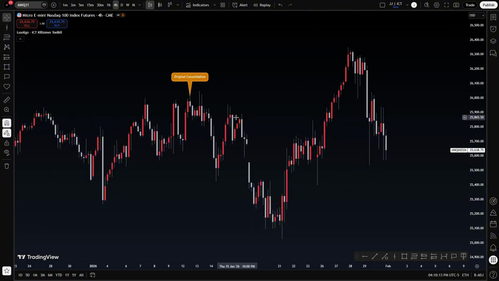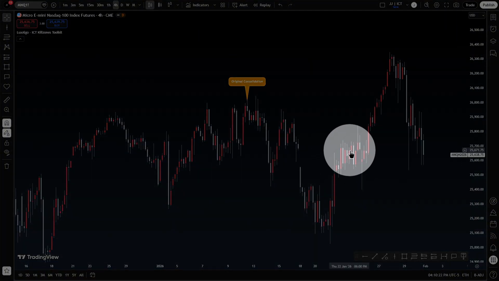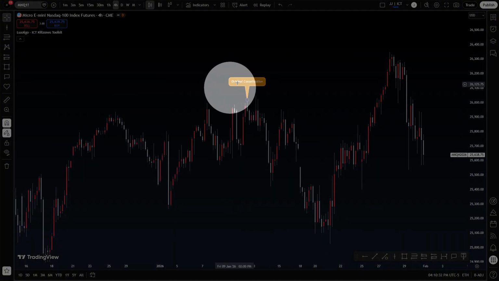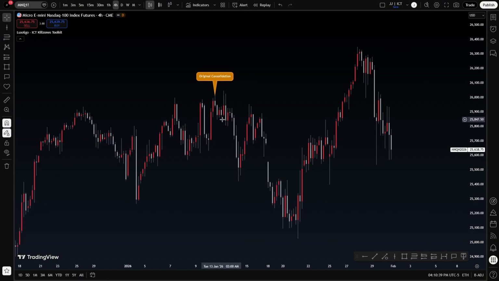If you're saying, I don't know, this, you see that? Bro, my brain moves faster than my body. If you're saying like this is the original consolidation for a bullish market maker model, then you misinterpreted. This is the original consolidation. There's a reason we have original in it, because this is the original consolidation that starts the market maker model. So do not misinterpret that.